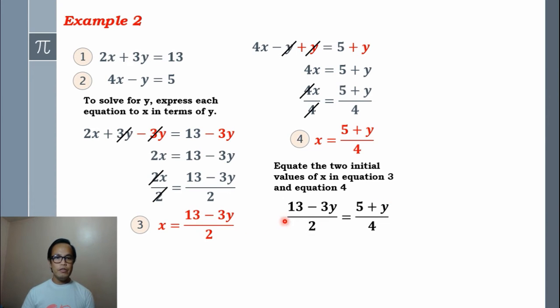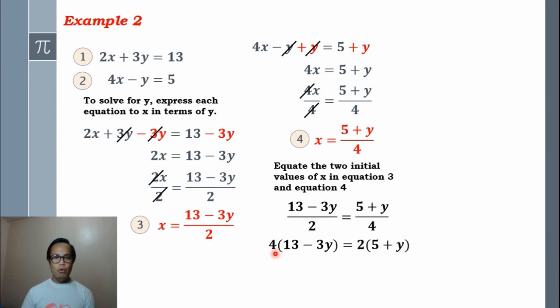This is from equation 3, 13 minus 3y over 2, equate to equation 4, which is 5 plus y over 4. This time, since both are fractions, this is what we call a fractional equation, we can just simply cross multiply. So we cross multiply and cross multiply. So this shall become, we have the 4 multiplied to 13 minus 3y. So that's why we have here 4 times 13 minus 3y. Then we copy equals. Then we have the 2 multiplied to 5 plus y.